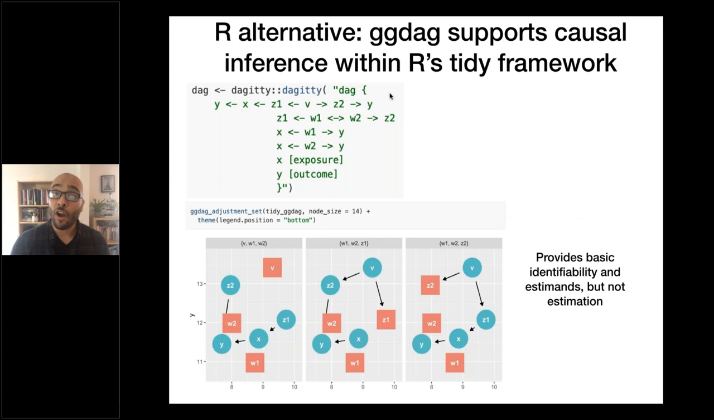There's an R alternative to DoWhy in Python called ggdag, which builds on another library called dagitty. You can do the same thing. You specify a DAG, and this one will show you estimands. You don't have to interpret this graph here, but it's telling you basically the confounding variables. The top of those facets are confounding variables that you can control for to be able to identify those causal effects between X and Y.